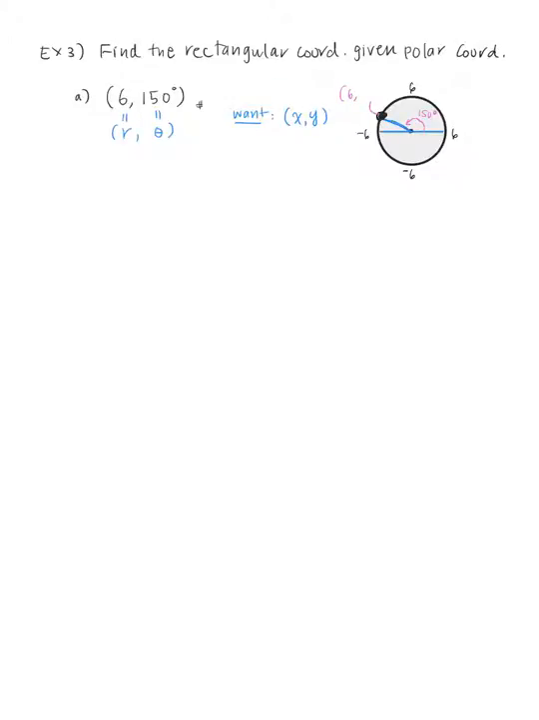Let's determine the terminal point. So this point right here is 6 comma 150 degrees. So to find x and y, use this formula: x equals r cosine of theta, and y equals r sine of theta. We're going to use these 2 equations to find x and y. So let's get started on this.